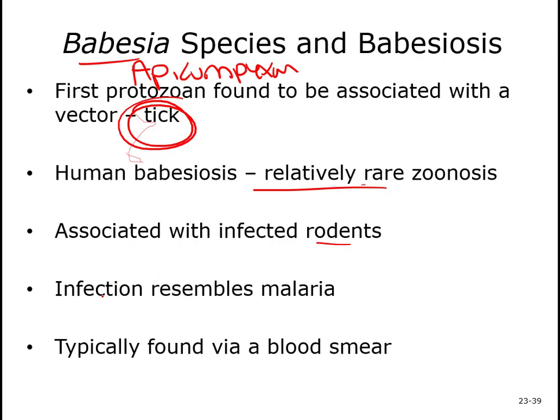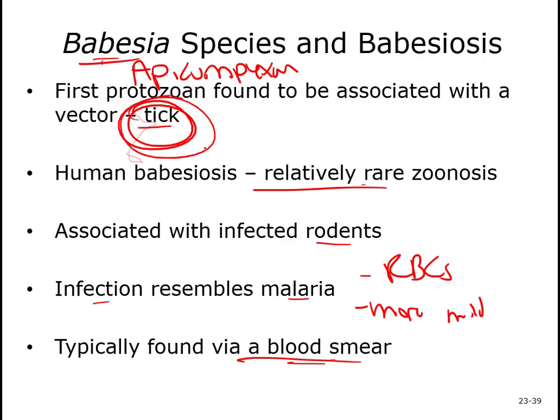The signs and symptoms actually resemble malaria, because Babesia will also target red blood cells, and it can potentially lead to hemolysis of the red blood cells, anemia, and fever. However, it's a lot more mild than malaria, and a lot of people have been shown to be asymptomatic. Similarly to malaria, we diagnose by looking for the protozoa in a blood smear. The major difference is this one is spread by a tick, malaria is spread by a mosquito, and also Babesia does not have a liver stage like Plasmodium does.